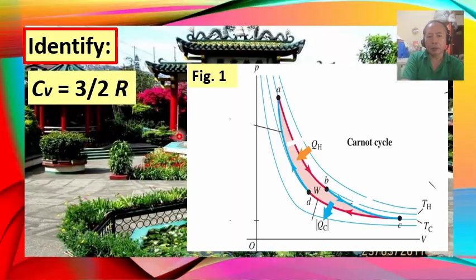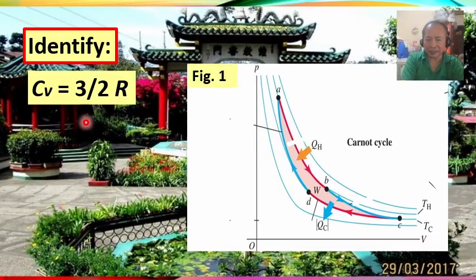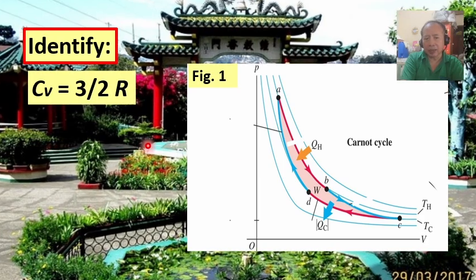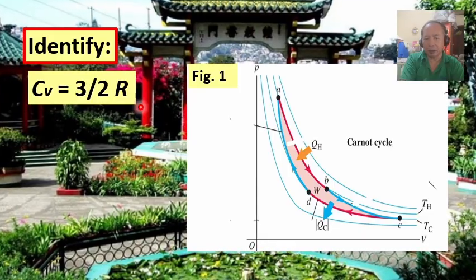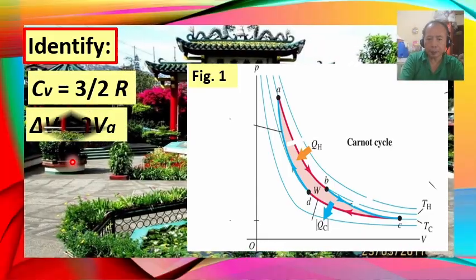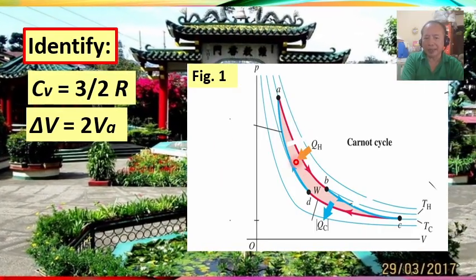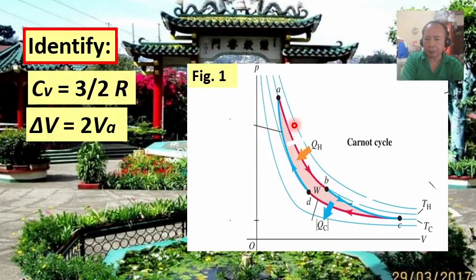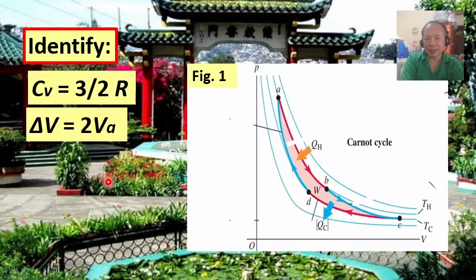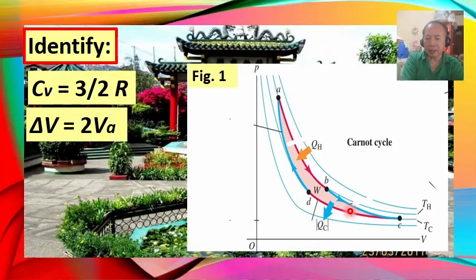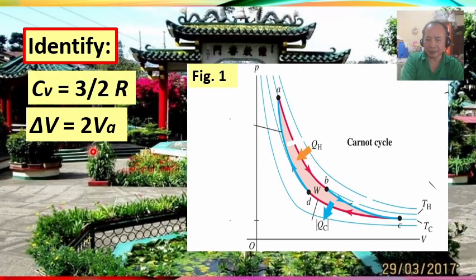We are given the molar heat capacity at constant volume of a monatomic ideal gas, such as argon gas, equal to 3 halves times the universal gas constant, big R. And the volume of the gas from state A to state B increases, and its V sub B is equal to twice the volume at state A.